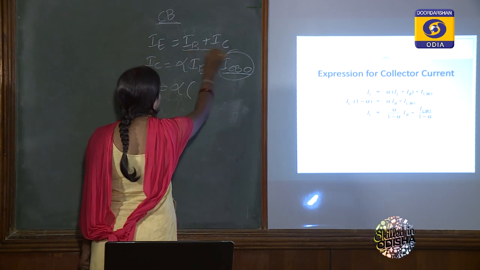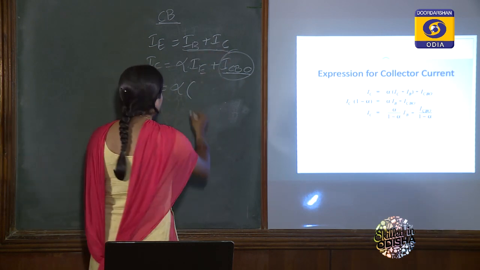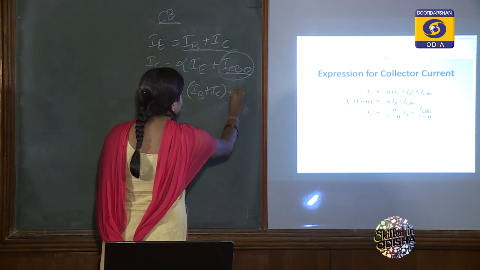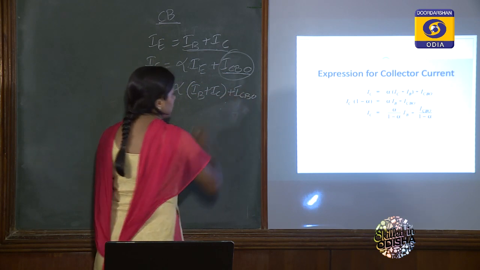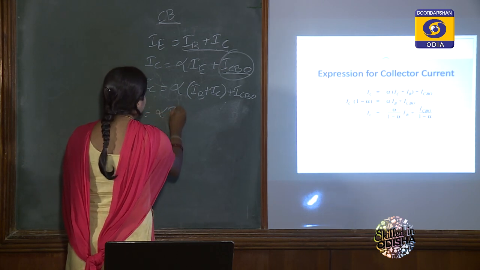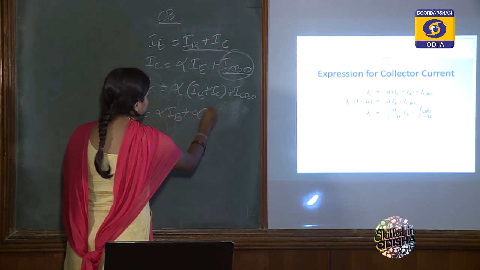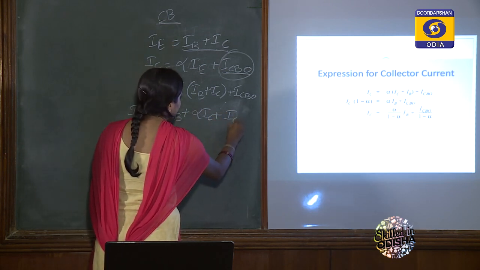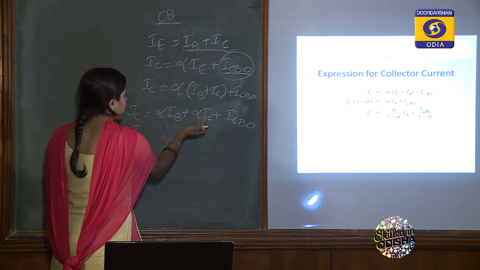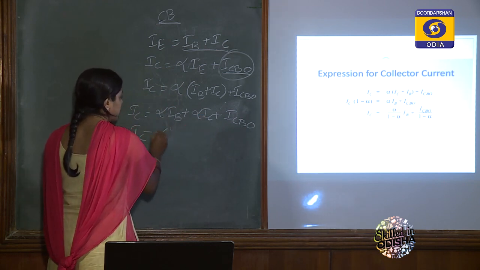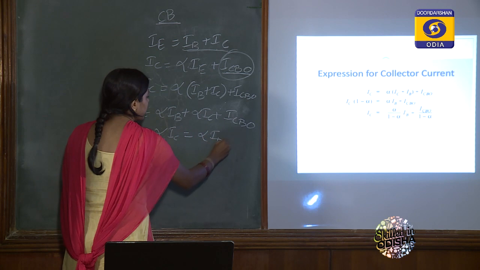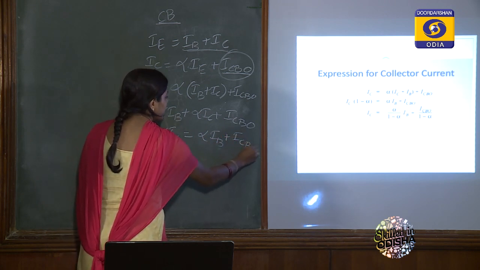Now IE is equal to what? IB plus IC. So IC is equal to alpha IB plus alpha IC plus ICBO. The next part is: IC minus alpha IC is equal to alpha IB plus ICBO.